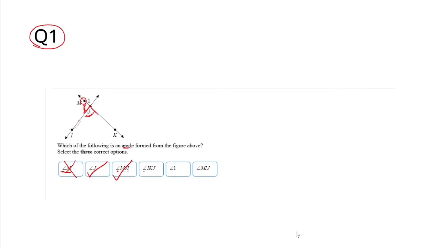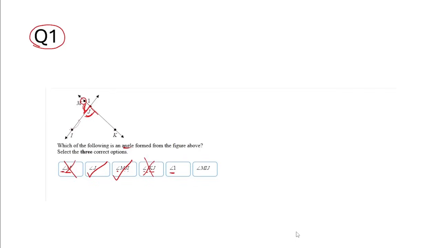Angle IKJ. IKJ is not an angle, so that's not the correct answer.